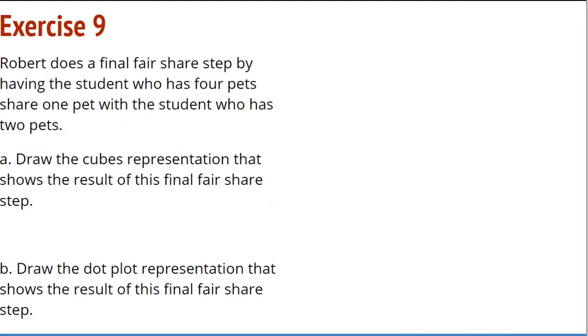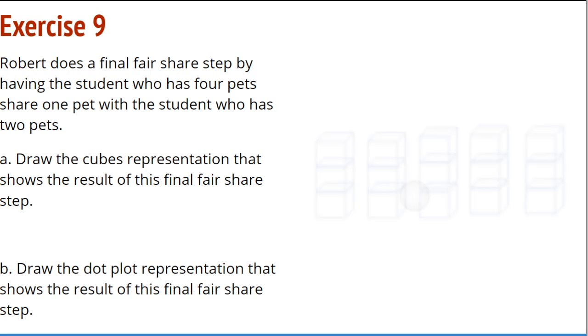All right, taking a look at exercise 9. Robert finally does a final fair share step by having the student who has 4 pets share 1 pet with the student who has 2 pets. So we've got 1 person left who's got 4. We've got 1 person left who's got 2. Everyone else has 3.